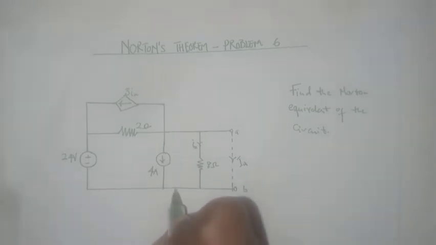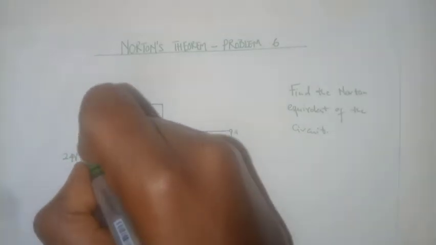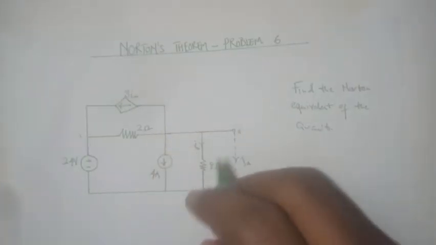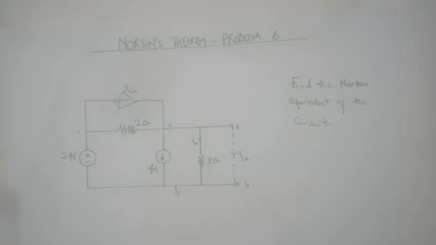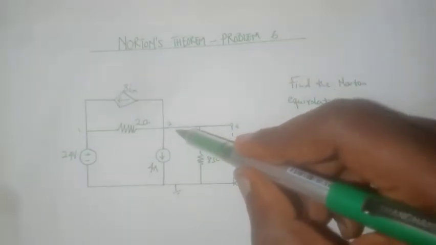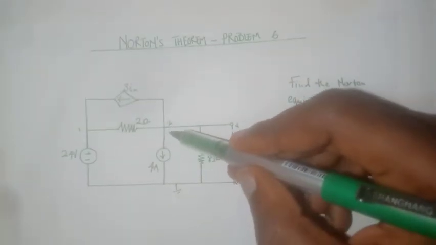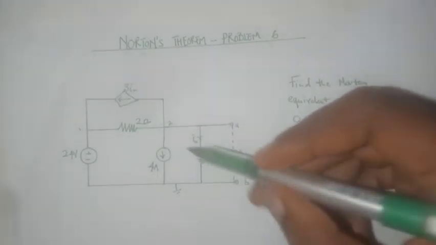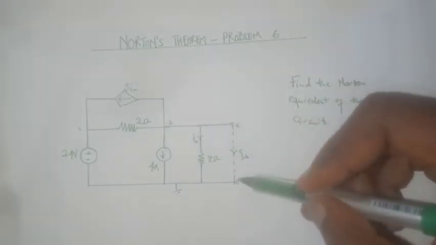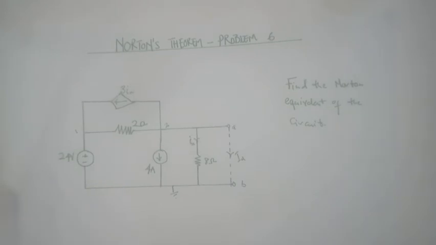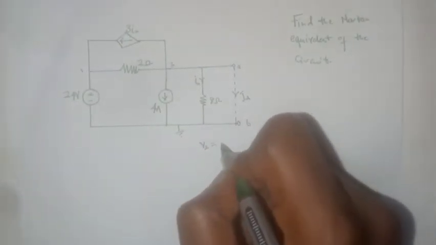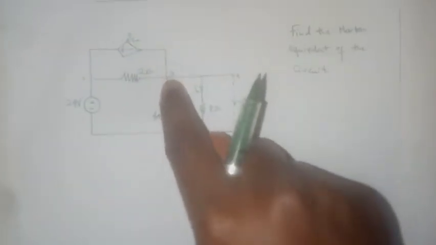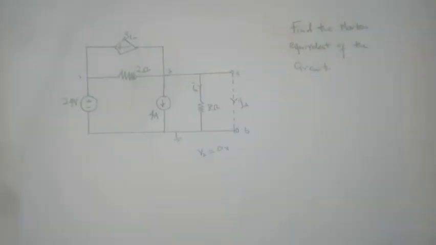If we use nodal analysis, we have one essential node here, let's call it 1, another one here, 2, and a third one which we can make our reference node. Since this node is shorted with ground, we can say that V2 equals 0 volts. In short, the node voltage at this node is 0 volts.